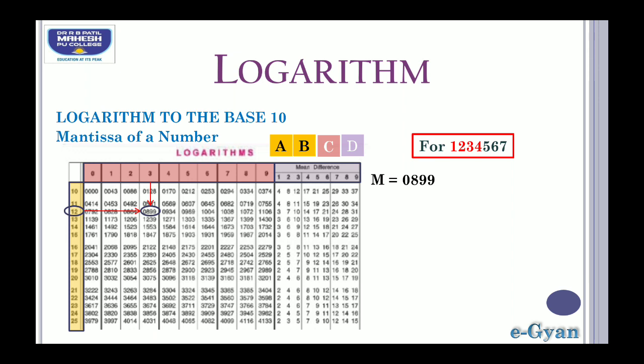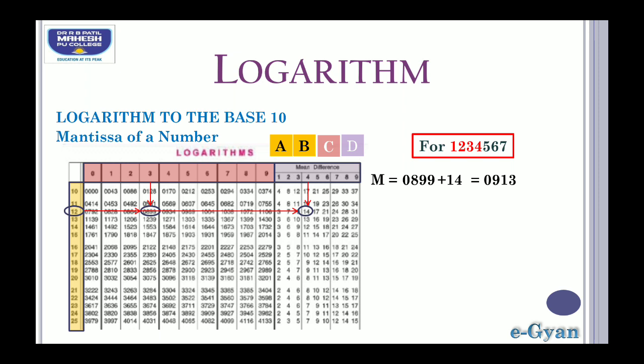We also have a fourth digit, which is 4. If the fourth digit is 0, then we need not move to the next step. The mantissa will be only 0899. But here we have the fourth digit, that is D is equal to 4. So we move in the line of 12 towards 4 mean difference. And the number that we get for 4 mean difference in the row of 12 is 14. We add it to 0899. So hence the mantissa becomes 0913.